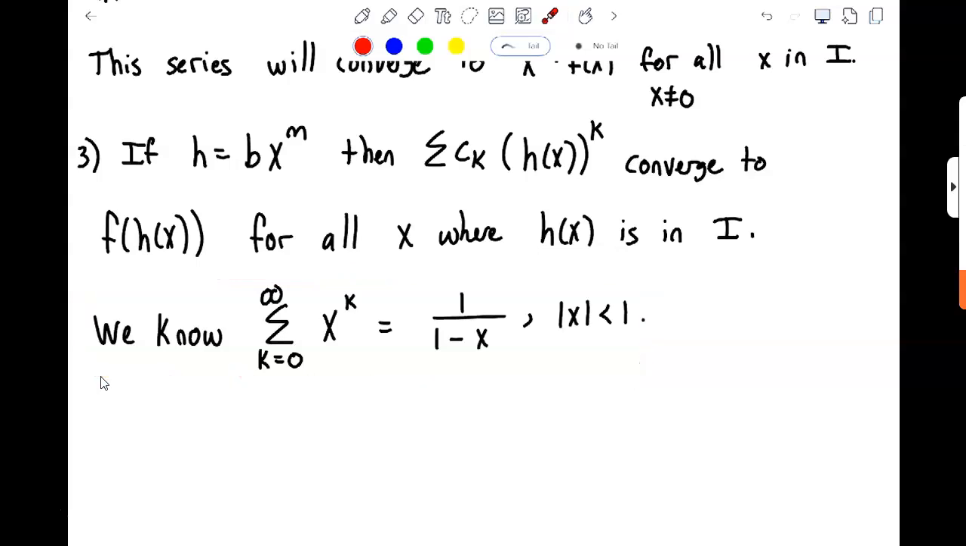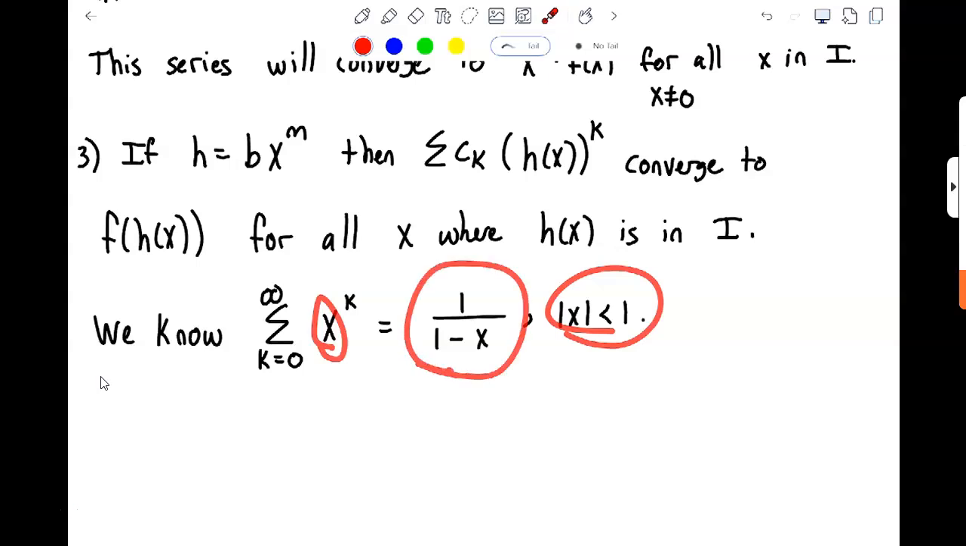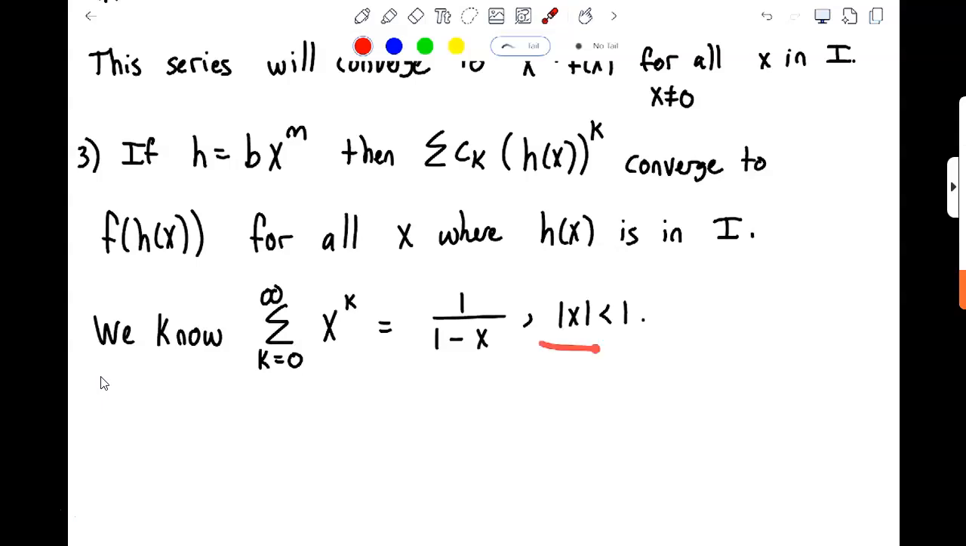Because we know that it will converge as long as that ratio is less than 1, and it'll converge to 1 over 1 minus r, which now, replacing r with x, is 1 over 1 minus x. Okay, so let's use that now to write down a series for some different functions.